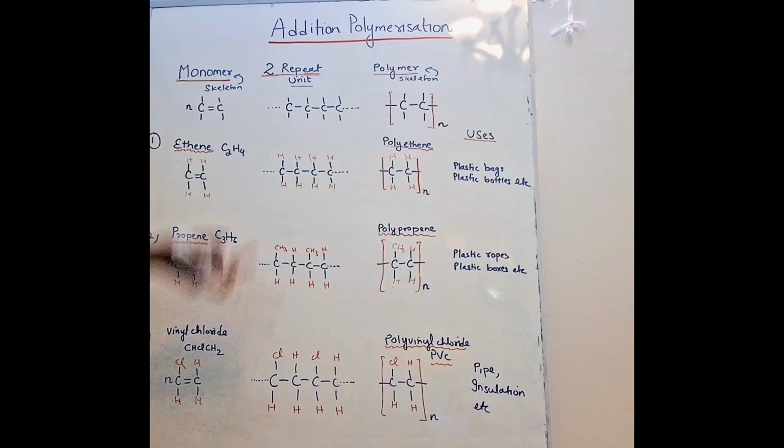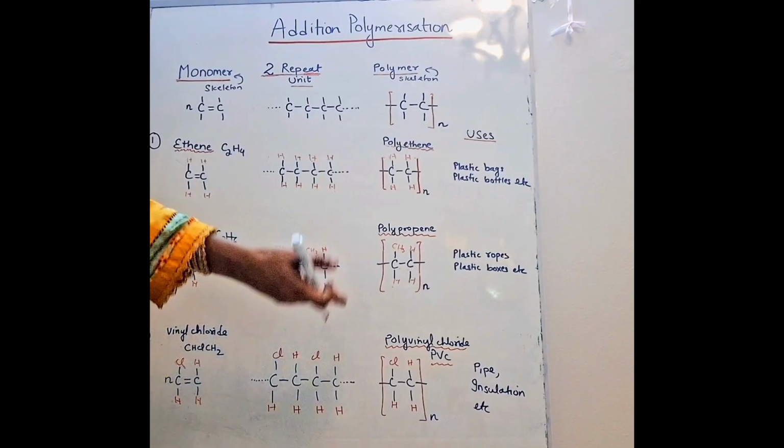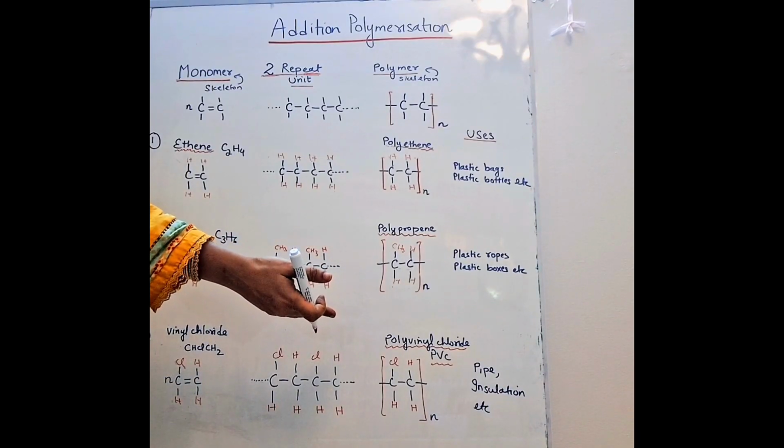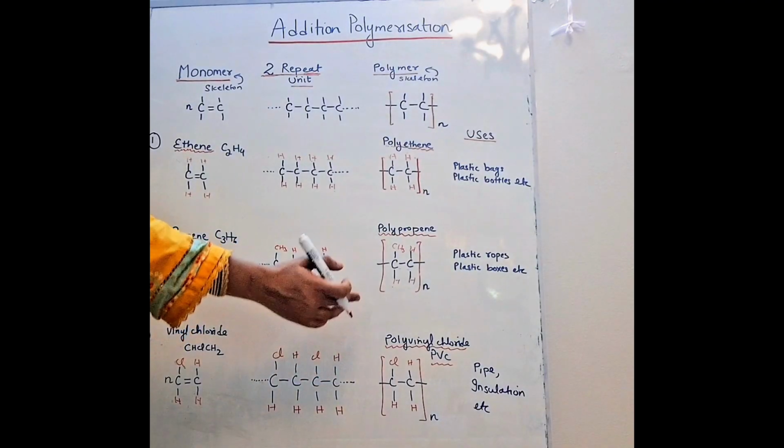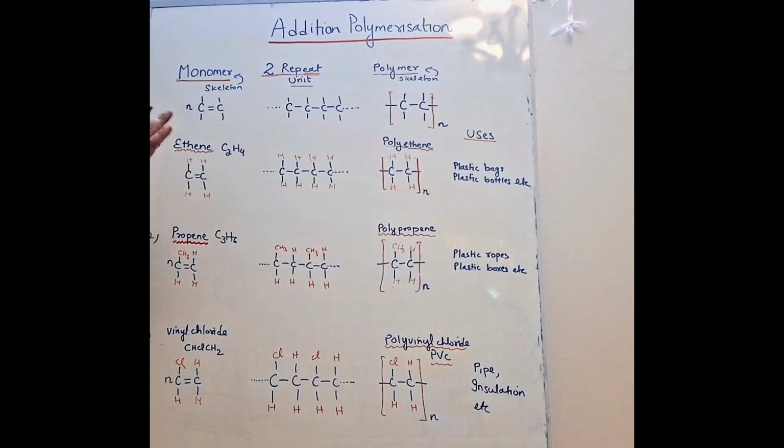Repeat unit, same thing, it is 2 repeat units. You will exactly repeat the monomer structure with single bonding and a dotted line. And for the polymer, what you will do? You will just write the structure of the monomer with single bonding, 2 bonds on the left and right side, square bracket and n. So this is the structure of the polymer.